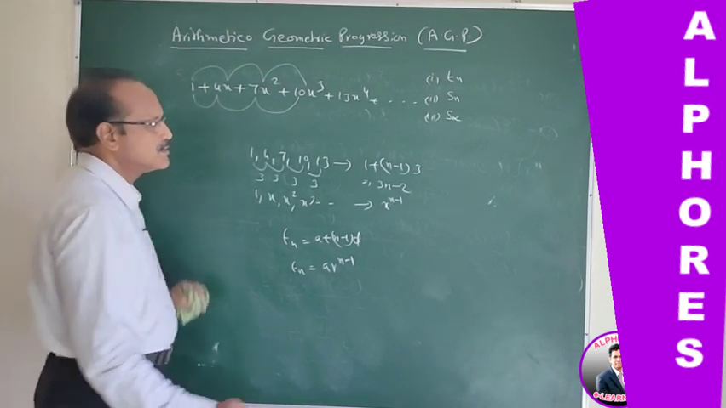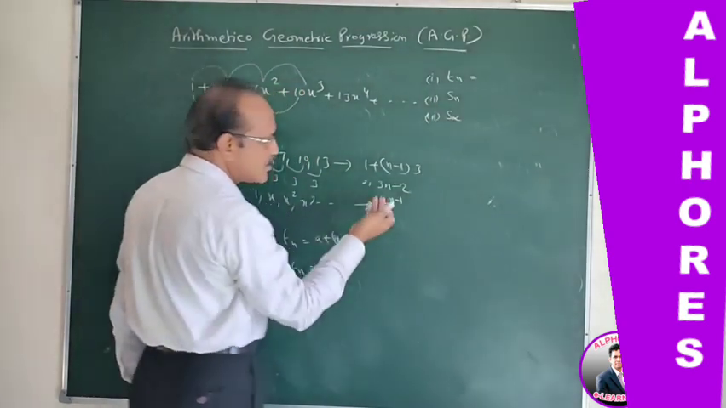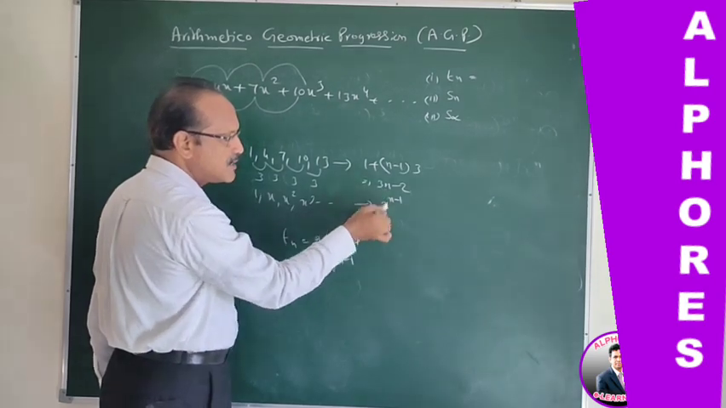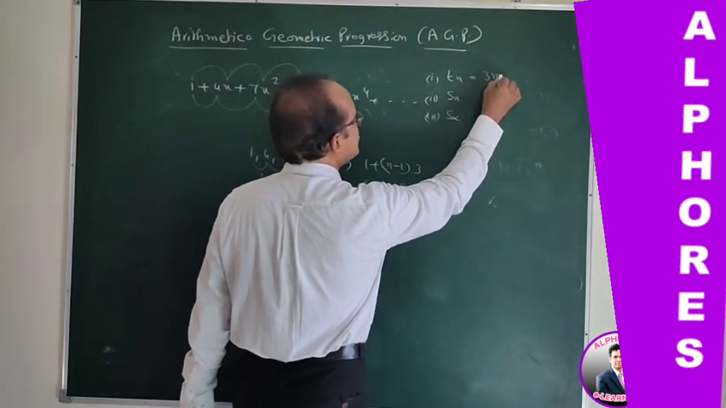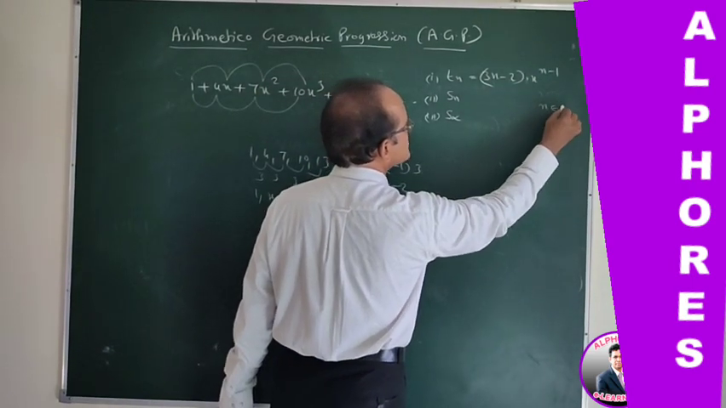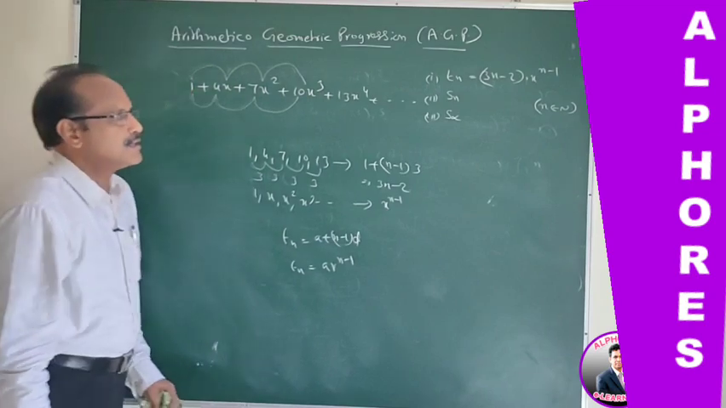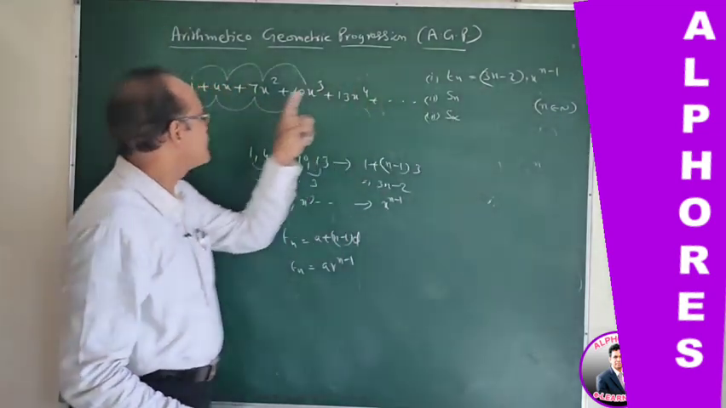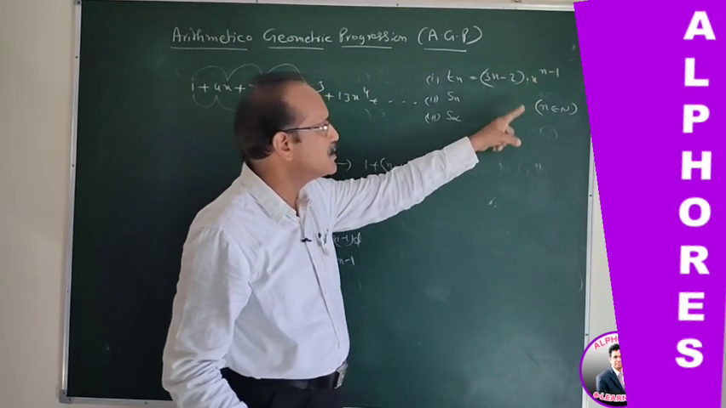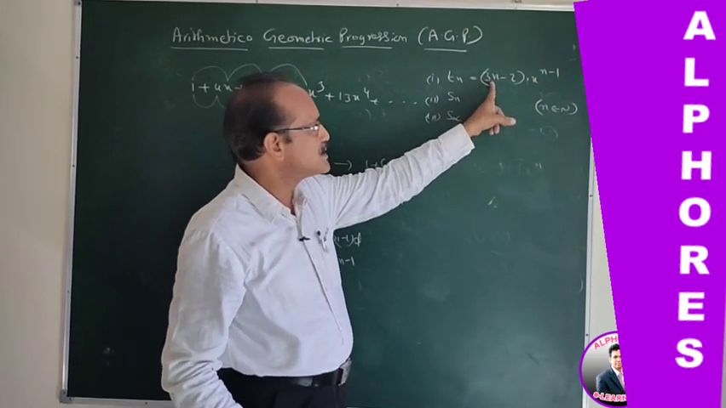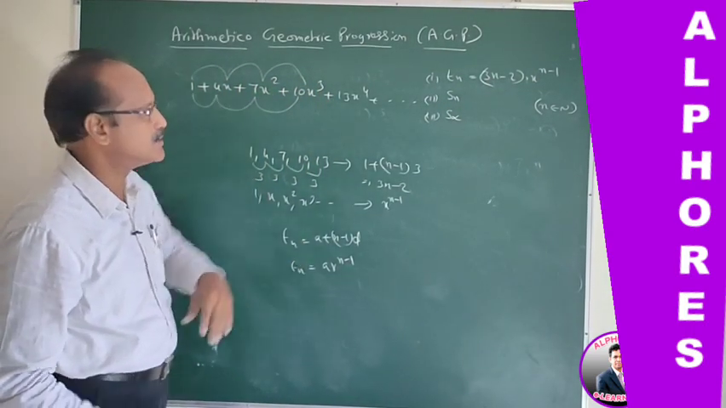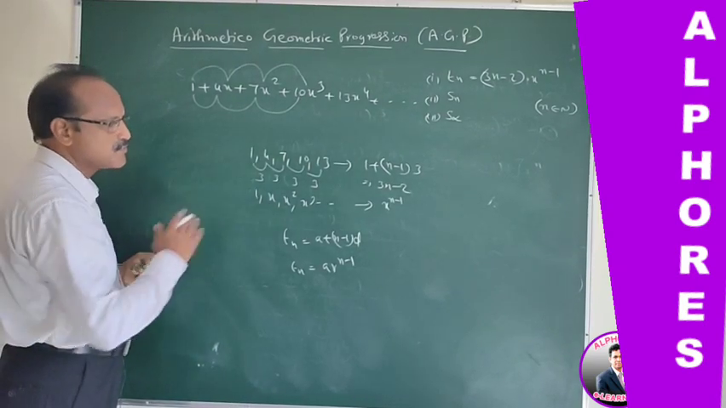The product of the nth term of the AP and the GP gives the nth term of the AGP. That is 3n minus 2 into x power n minus 1, where n is always a natural number. If you put n equal to 1, you get 3 minus 2, that is 1, into x power 0, that is 1. If you put n equal to 2, 6 minus 2, that is 4, into x power 1, that is 4x, and so on. This is the procedure to find the nth term.